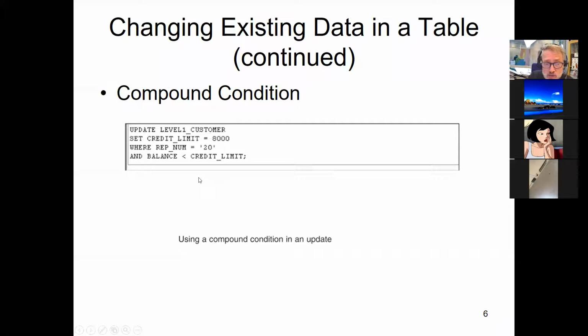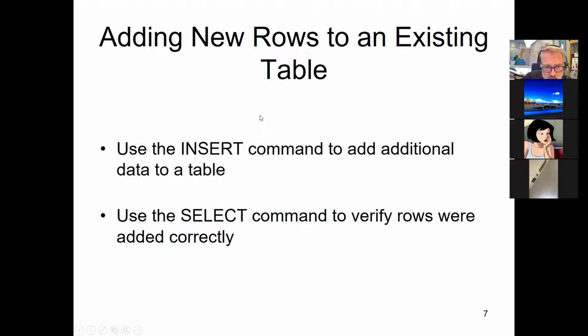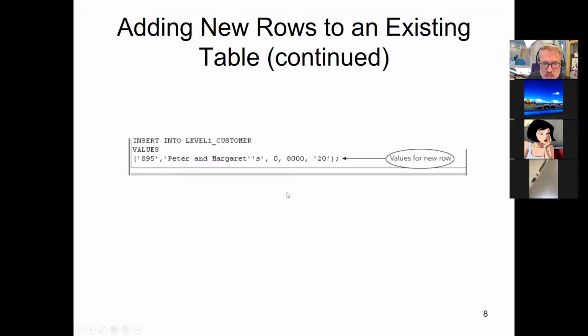So this could be multiple customers, but all of them would have the same representative, and all of them would have a balance which is less than the credit limit. The insert command, we've already used that. That was lab 1 and 2. That adds new records to our database. The select command, we've already used.